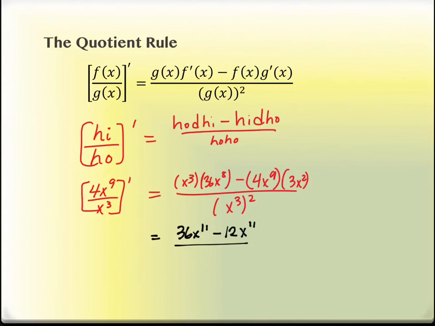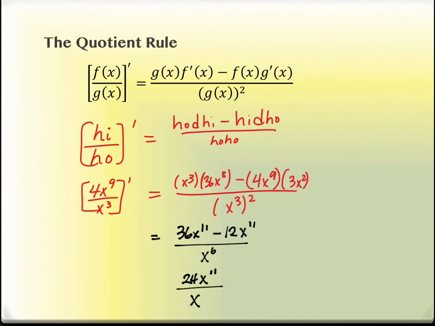And what's on bottom? Good. Y'all remember your properties of exponents. Good. X to the 6th. All right, so I can combine the pieces on top. What's 36x to the 11th minus 12x to the 11th? 24x to the 11th. Yep, 24x to the 11th.